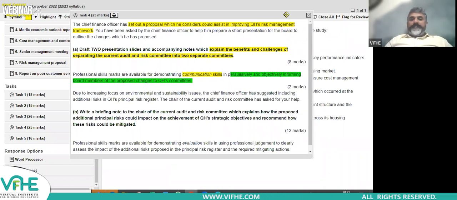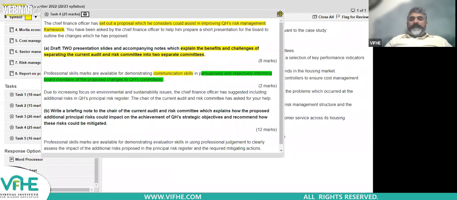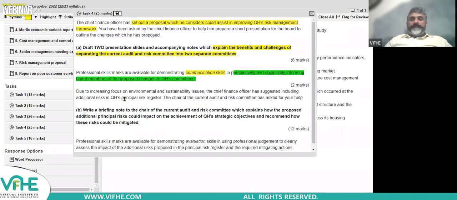So now we know we need 2 presentation slides. One will be the benefits and one will be the challenges. Is that clear? One slide will talk about benefits, one will talk about challenges. So please make the skeleton. Prepare your skeleton, open up your slide.